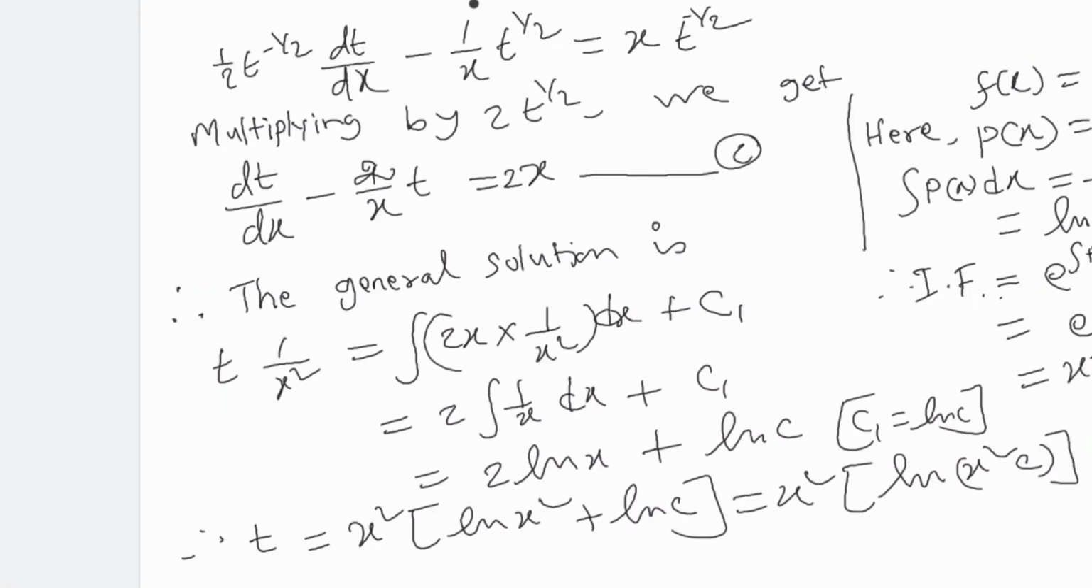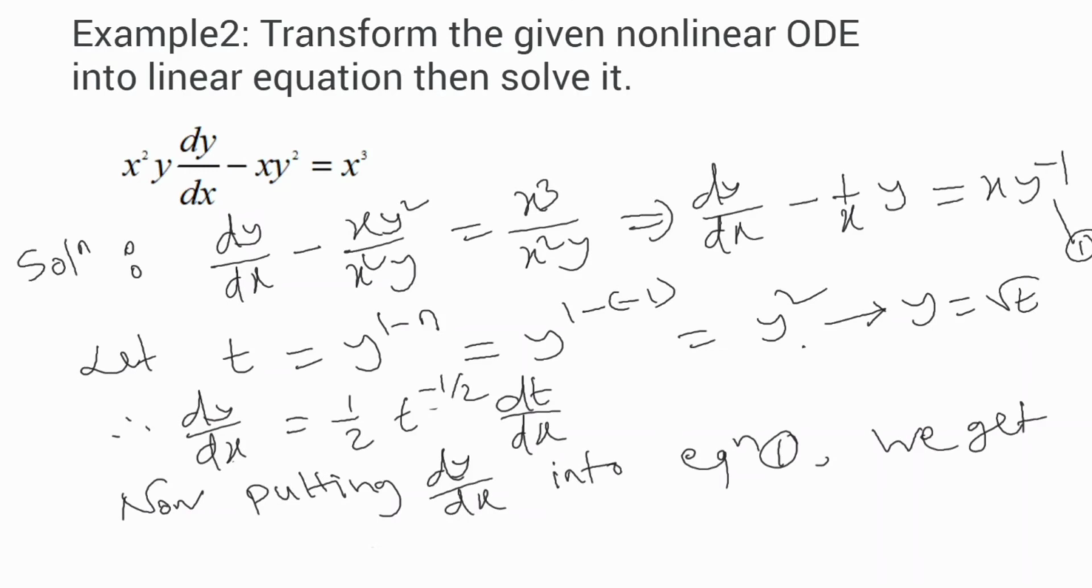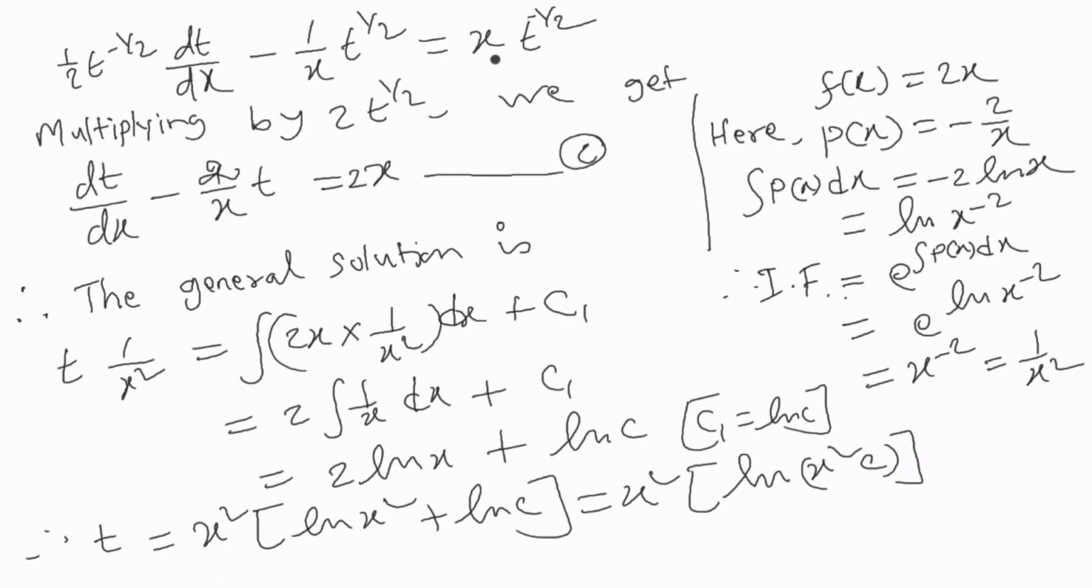Then we get half t to the power minus half dt/dx. That means this is dy/dx minus 1 by x. We put here y equals t to the power half, which is equal to x t to the power minus half. So now this equation is not in standard form. We have to make it standard form.